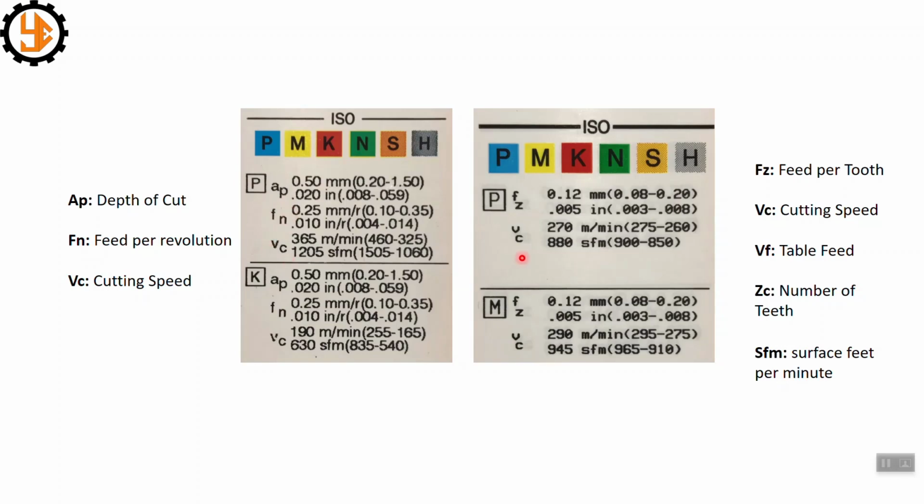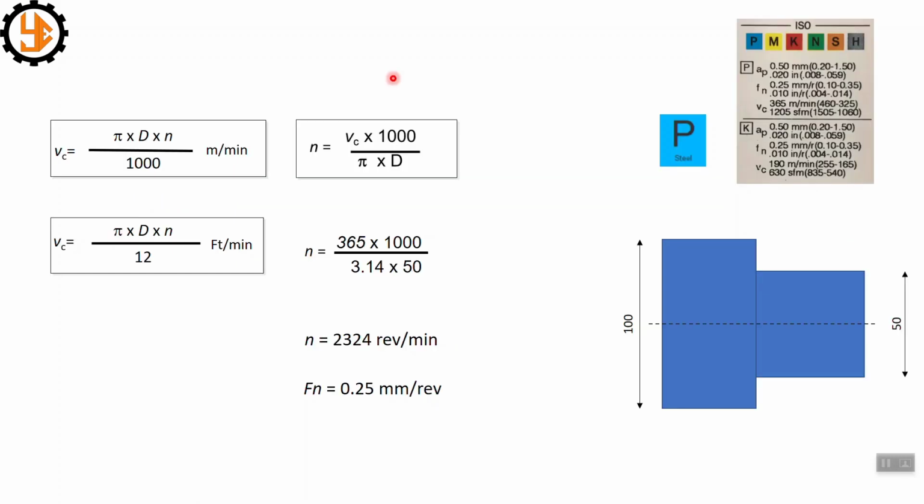In milling example, it shows that it is proper for P and M materials, steel and stainless steel. FZ, feed per tooth, VC, cutting speed, VF, table feed, we will calculate it later, Z, number of cutter teeth. So, how do we use these values?